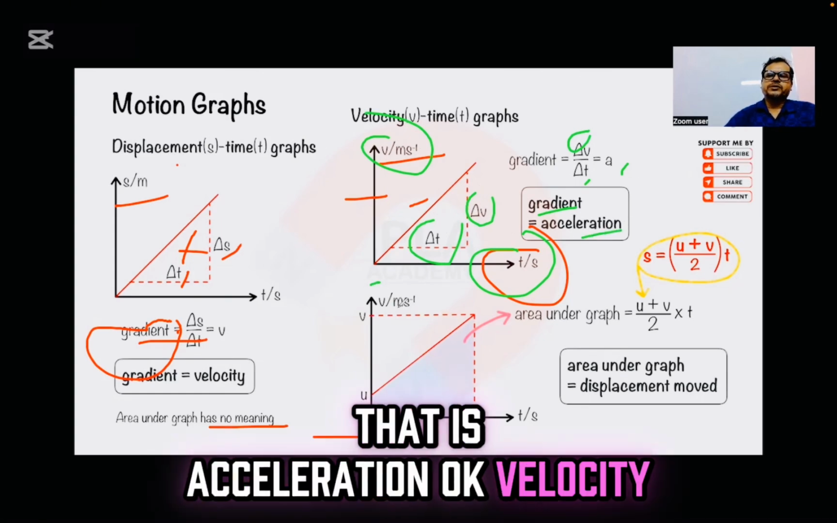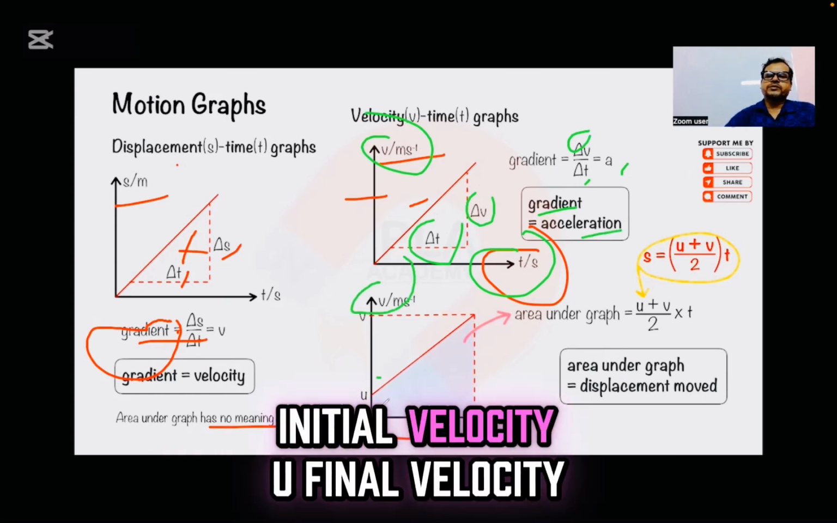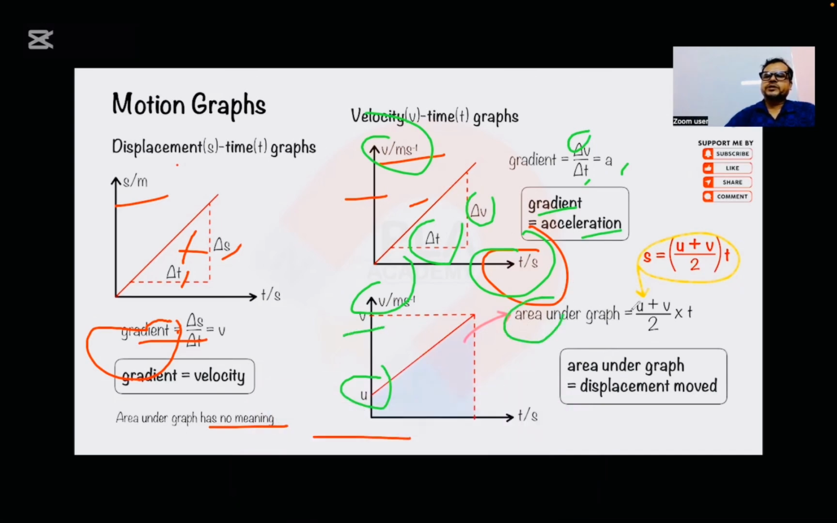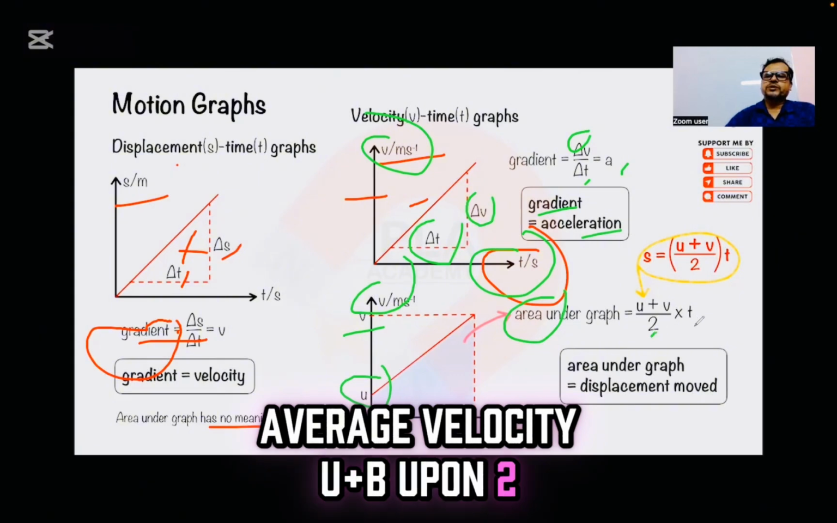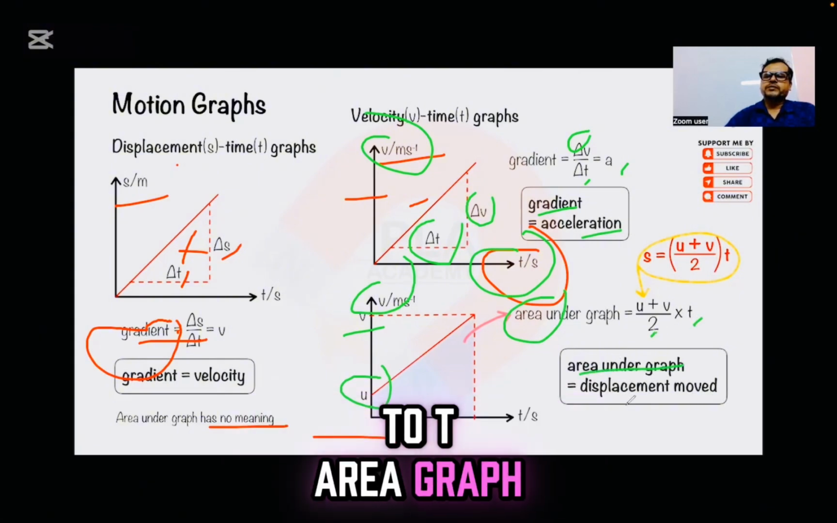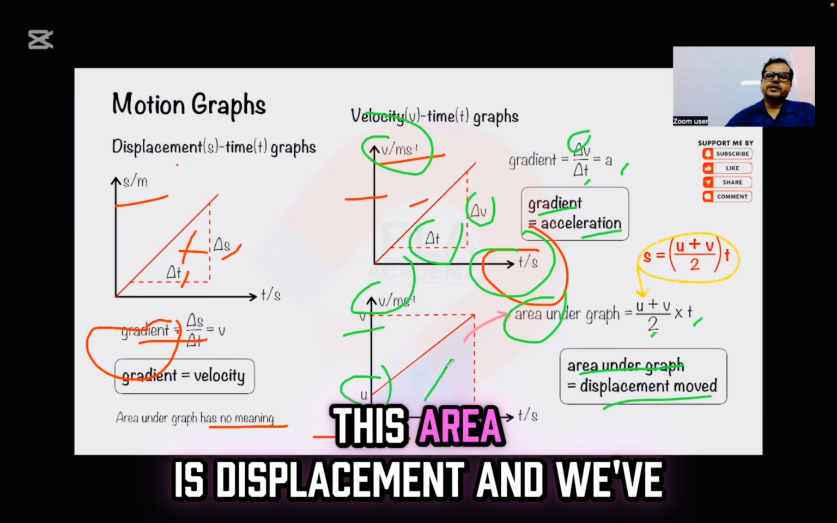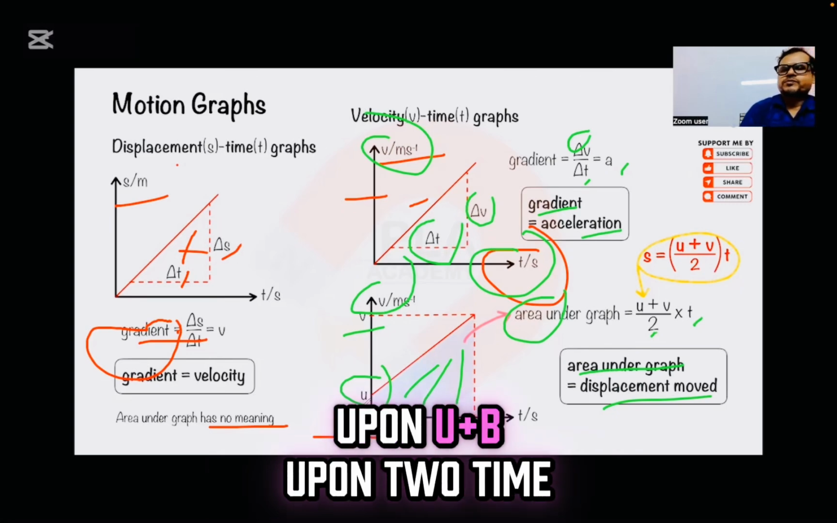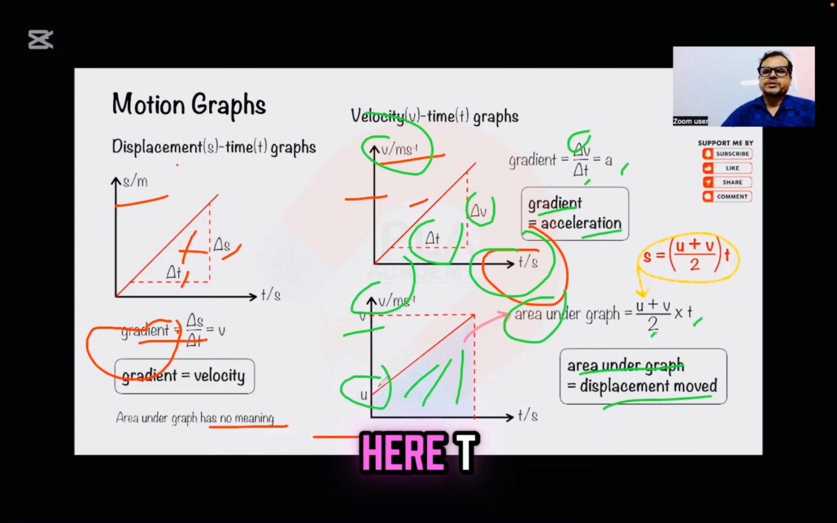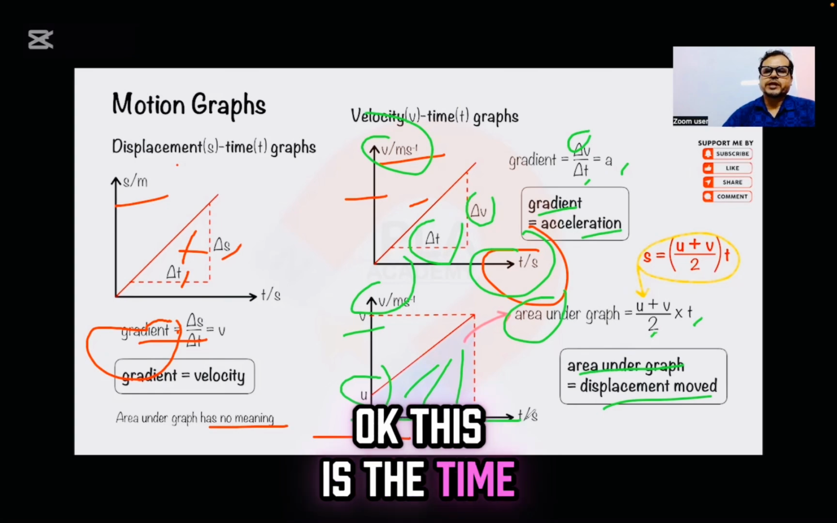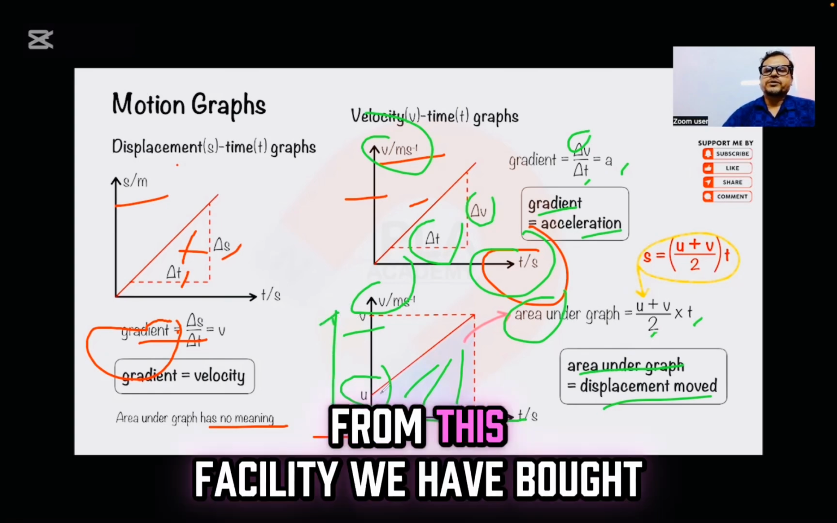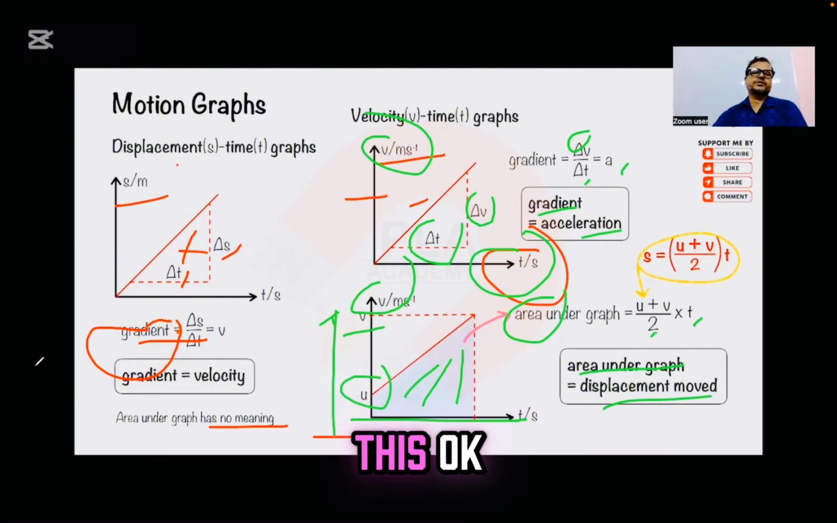For the velocity-time graph, with initial velocity u and final velocity v, the area under the graph is the displacement moved. We get it from the average velocity, (u plus v) upon 2, times the time t. This is the time and this is the velocity.